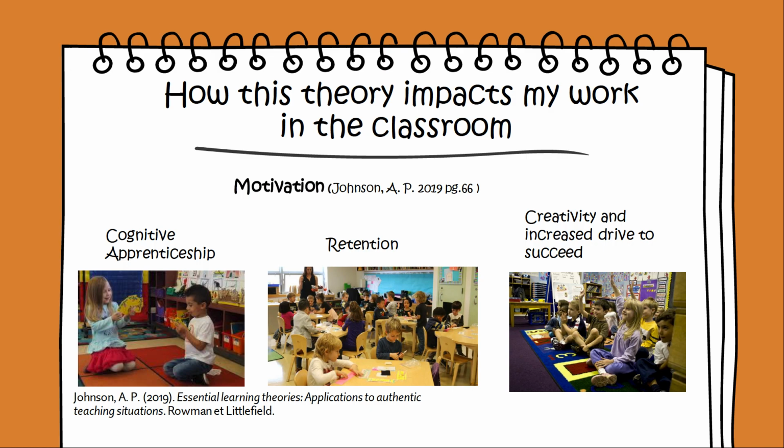The motivation that this theory provides in the classroom is cognitive apprenticeship. This is taking a child that is older than another child and pairing them up and using the literacy and language foundations they both have to compare and contrast and build off of each other's skills and language levels to come to a common goal in the classroom.